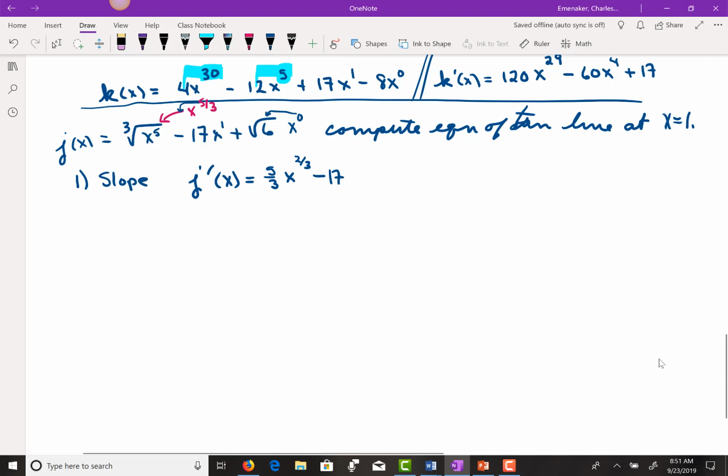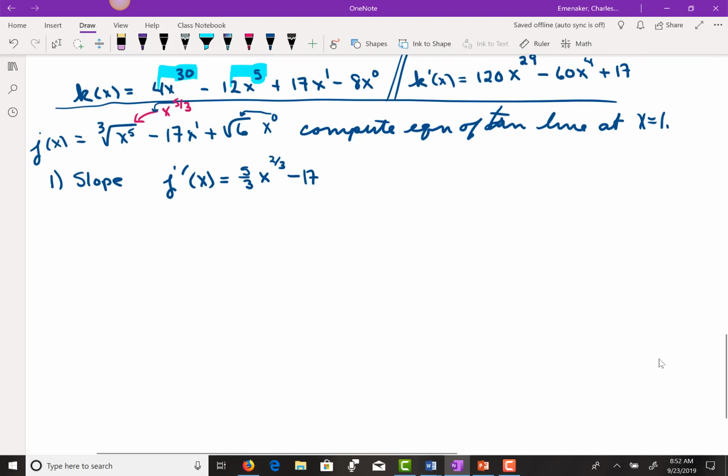Now, last week I made mention, and it may have just slid on by, you've got to start being extremely careful to label every equation you have, because you're going to start getting several equations laying around. We have our derivative, which is right here. We have our original function, which I'm going to write as x to the 5/3 minus 17x plus the square root of 6.